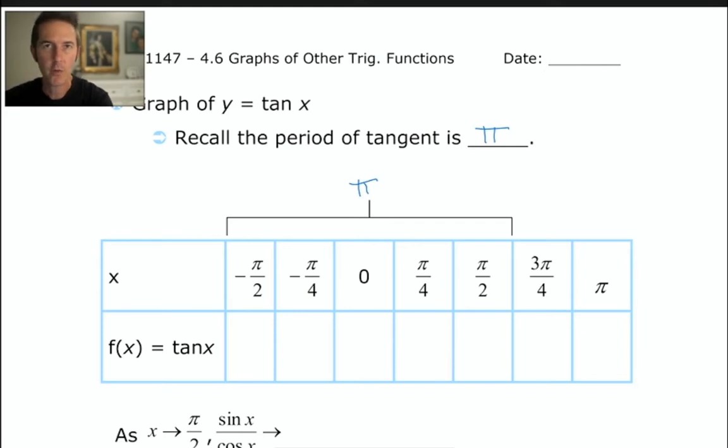In sine and cosine, when we looked at those graphs, at least in my videos, I usually examine those going from 0 to 2 pi. So it's interesting that we're moving to the left of the y-axis in this case. But so it is. If we plug negative pi over 2 into the tangent function, we get a value of undefined.